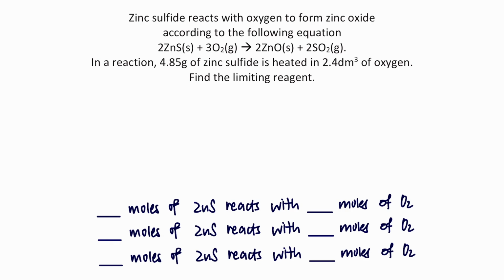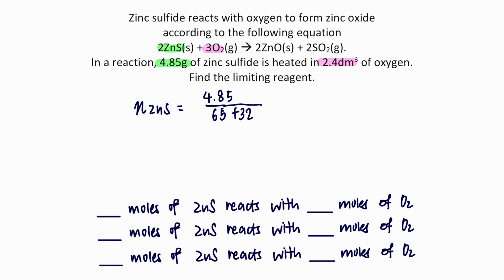We can see that in the reaction, I use 4.85 grams of zinc sulfide, which is this one here, and it is heated with 2.4 dm cube of oxygen. So what we're going to do is calculate the number of moles of each reactant. The number of moles of zinc sulfide is mass over Mr. So 4.85 divided by 65 plus 32.